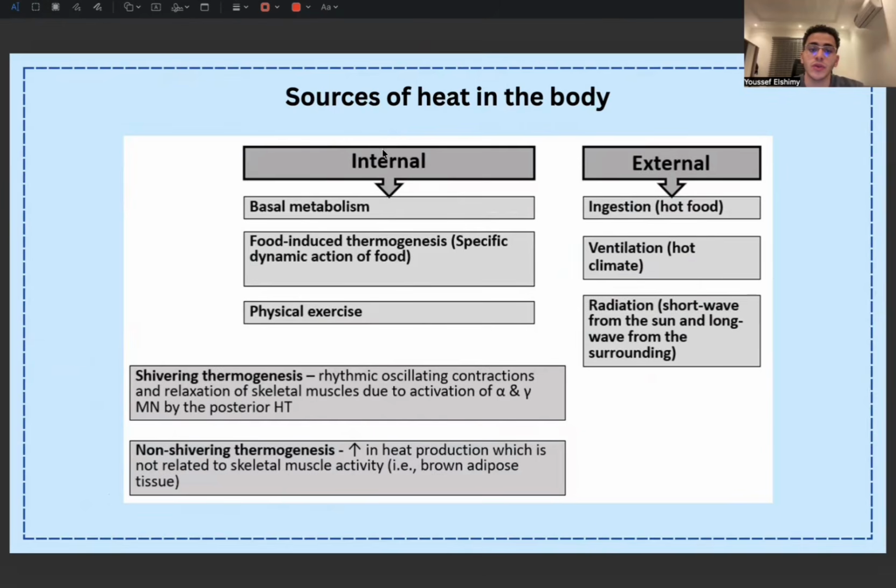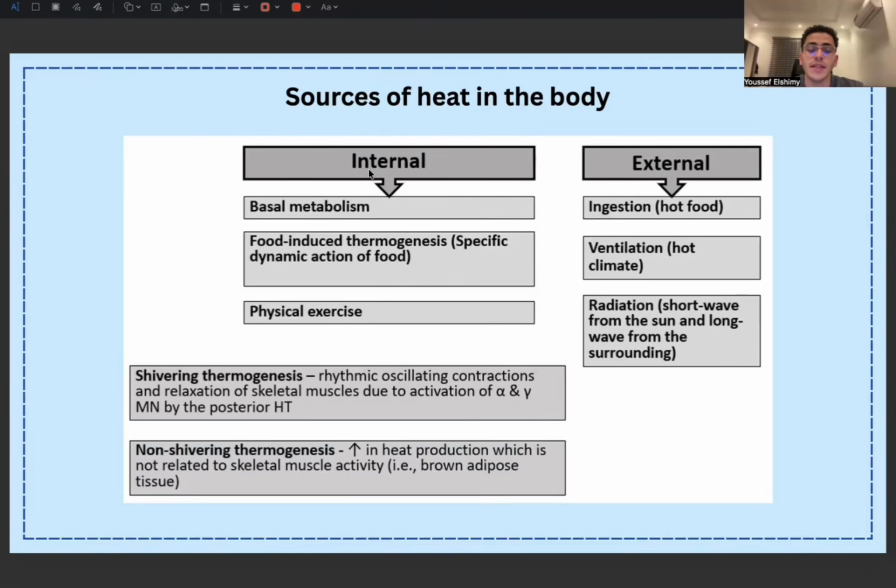And for internal sources, they are basically divided into shivering thermogenesis and non-shivering thermogenesis. From its name, shivering thermogenesis means that heat is produced by contractions and relaxations of the skeletal muscles due to activation of a bunch of neurons by the posterior hypothalamus. Then we come to non-shivering thermogenesis. It means that heat is produced, but not related to skeletal muscle activity. Example, brown adipose tissue produces heat through the electron transport chain without the need to shiver.